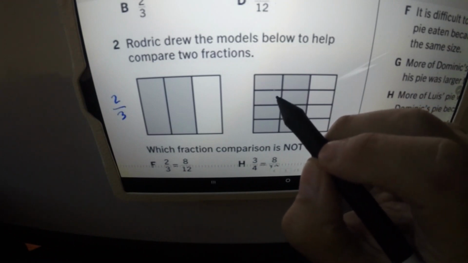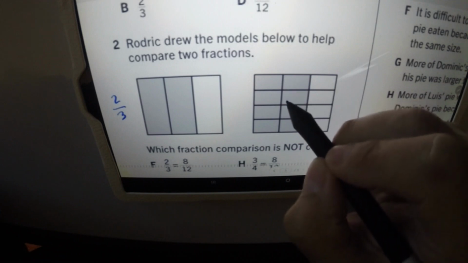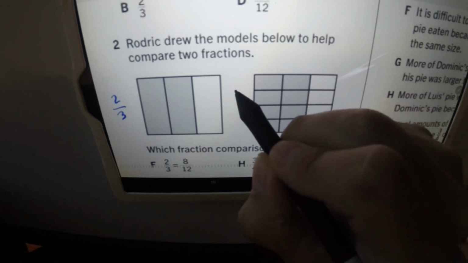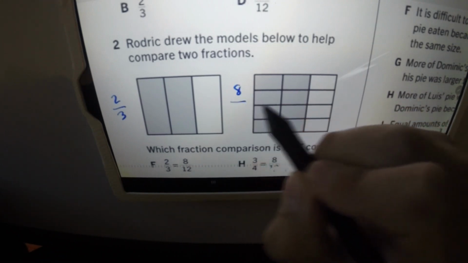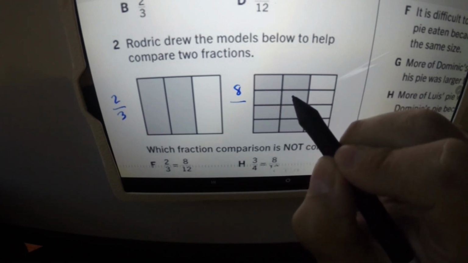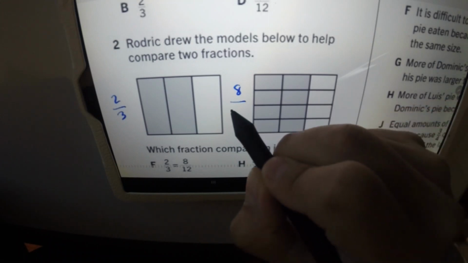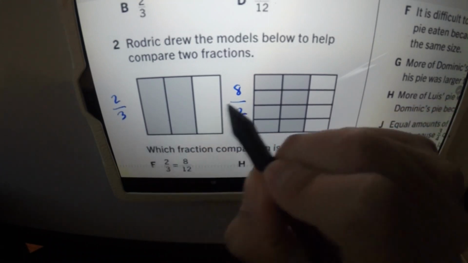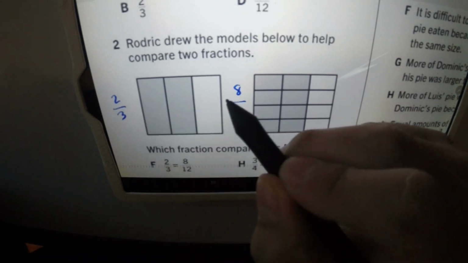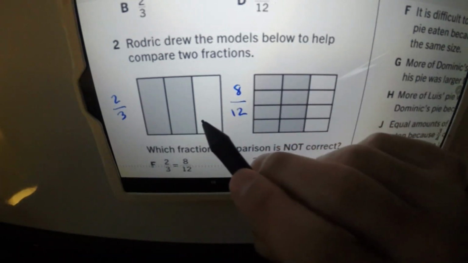We're going to do the blocks on this one. So 1, 2, 3, 4, 5, 6, 7, 8. That's our top number. 8 shaded pieces out of how many total pieces? 1, 2, 3, 4, 5, 6, 7, 8, 9, 10, 11, 12. So this is equal to that because we can visually see that, right? And we can do the math on that, but we're not going to worry about that. But we know that this is equal to that.